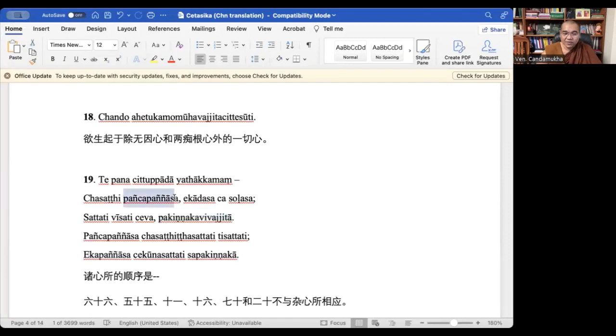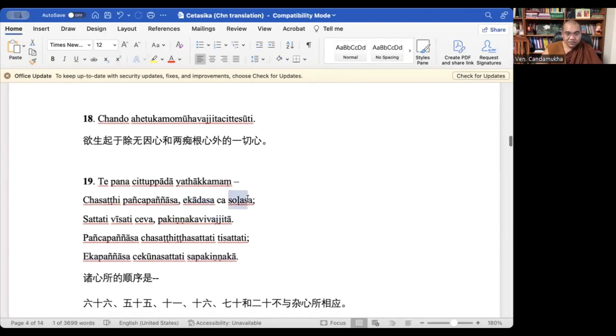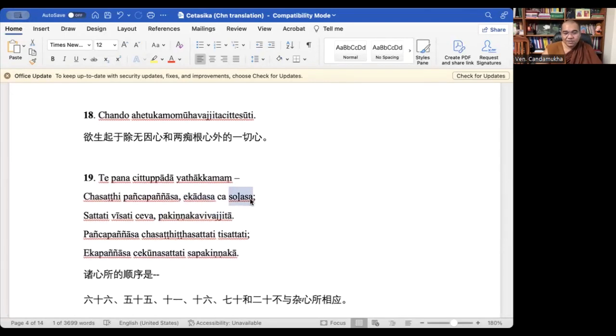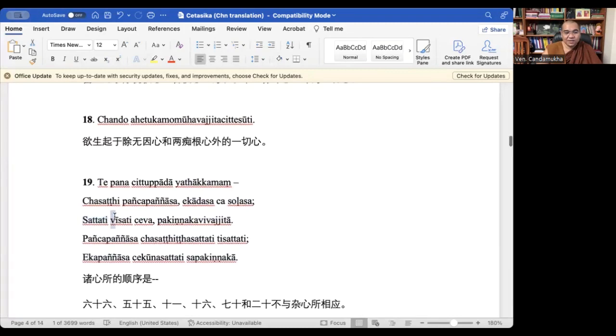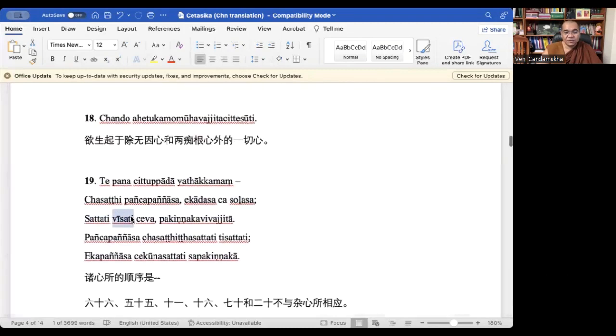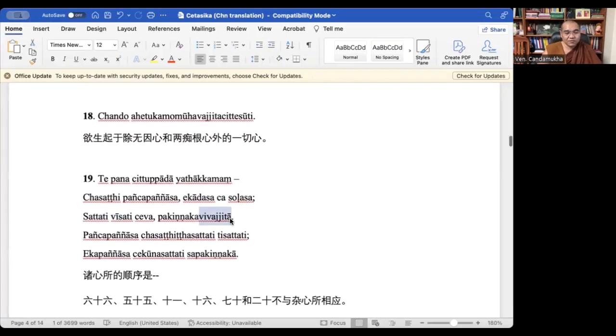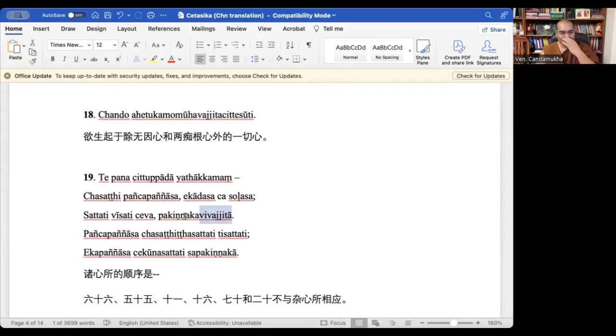Panja Banyasa, Vidaka, Vijara do not associate with the 55. And also Adhimokha do not associate with the Ega Dasa 11. Viriya do not associate with the Solasa 16. And also PD do not associate with the 70, Sattati. And then Chanda do not associate with the Visati 20. So that is Bhagainaga Vivajita, excluded by the Bhagainaga Cetasika.